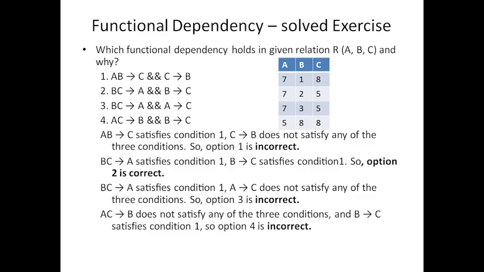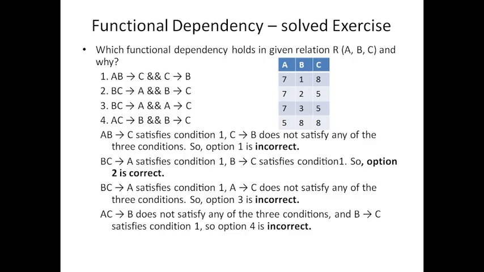C determines B. Here the C column is not a unique one. Two rows have the value 5. So condition 1 failed. Similarly, the B column doesn't have the same value. So condition 2 also failed. For condition 3, two rows have the value 5 in the C column, but the corresponding B column doesn't have the same value. One has value 2 and another has value 3. So all three conditions failed. So the first option is not a valid one.